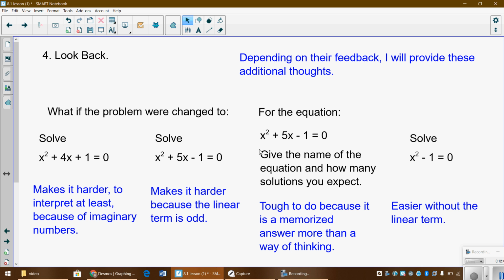For this equation, x squared plus 5x minus 1 equals 0, if I said give the name of the equation and how many solutions you expect, this gets tougher, and it really just talks about what you could memorize or actually look up. This is the kind of question that might come up on a standardized test, but this is not the kind of stuff I really push. And then finally, solve x squared minus 1. This one would be easier because we don't have that linear term. We don't have to complete the square. We just undo. So that's my lesson. I appreciate your feedback.